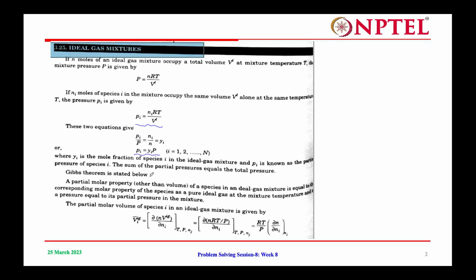Gibbs theorem states that a partial molar property, other than the volume, of a species in an ideal gas mixture is equal to the corresponding molar property of the species as a pure ideal gas at the mixture temperature and at a pressure equal to its partial pressure in the mixture. Last session, someone had some doubt on why it is the partial pressure.